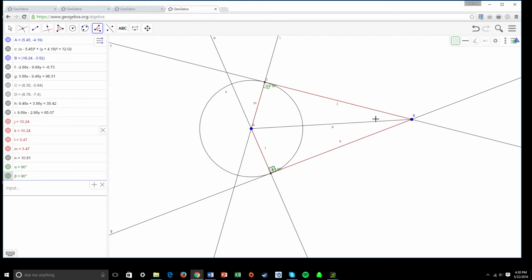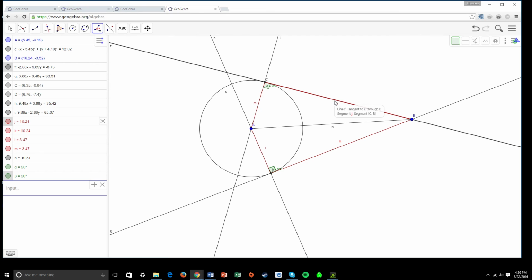Since these are 90 degrees, we can use the Pythagorean theorem to find out the distance or length of AB. So we know that BC and BD, K and J, are 10.24. That is the length of the tangent to the radius. And even if you didn't know it was 10.24, you would take these two points and use the distance formula to solve for the distance. And the radius should be given to you.